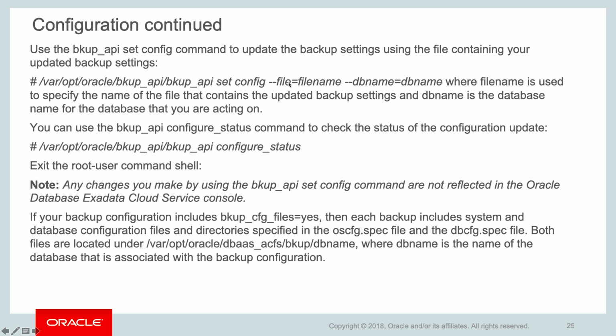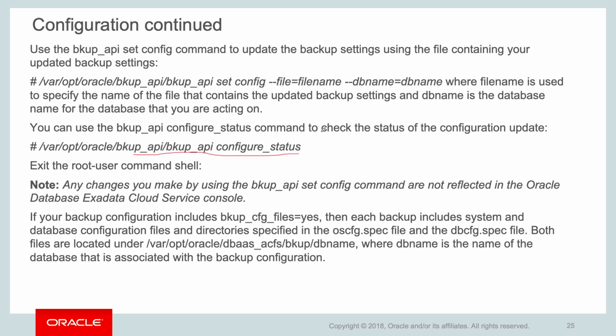Here you will be creating a file. You will specify the file name with the path, and that will again go through the same backup API set config command, and that new value will be effective. So once you make any modification to your backup configuration, you can always check with backup API configure status.